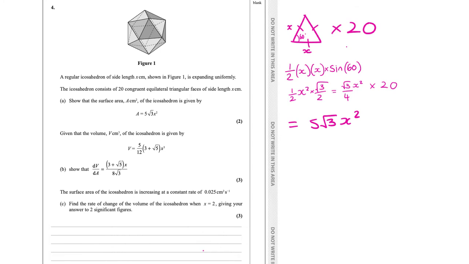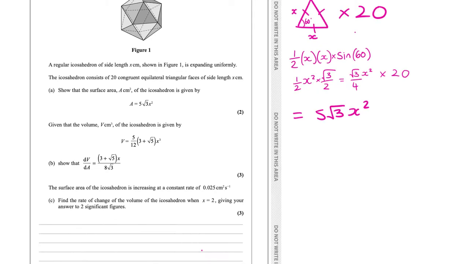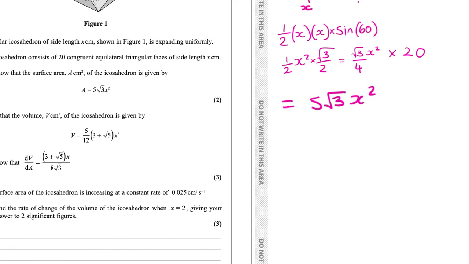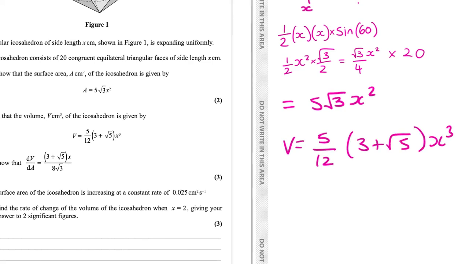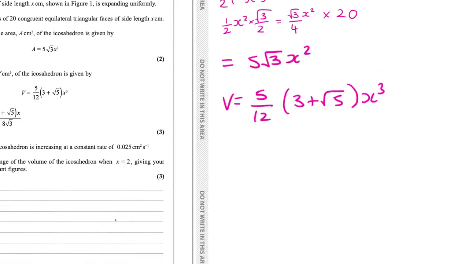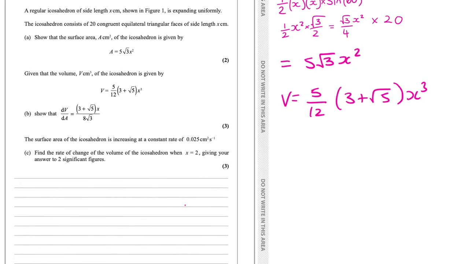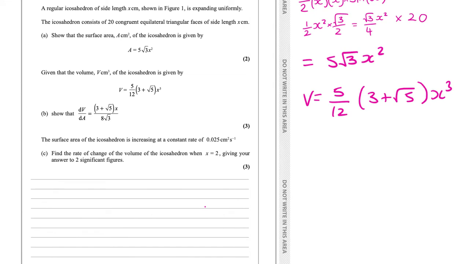Next it says, given that the volume of the icosahedron is this, show that dV/dA is the given expression. So we've got to differentiate V with respect to A. V equals 5 over 12, 3 plus root 5, x cubed. We're going to differentiate V with respect to A.